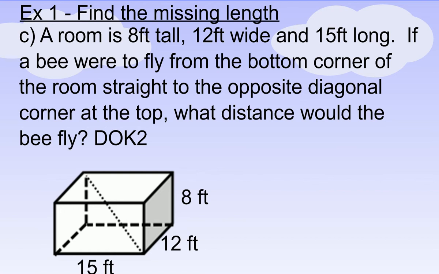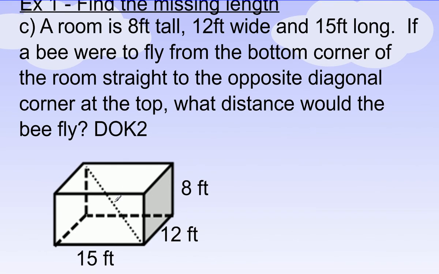Letter C. It says a room is 8 feet tall, 12 feet wide, and 15 feet long. Nice. We have a little picture down here. 8 feet tall, 12 feet wide, 15 feet long. Sweet. If a bee were to fly from the bottom corner of the room straight to the opposite diagonal corner at the top, what distance would the bee fly?